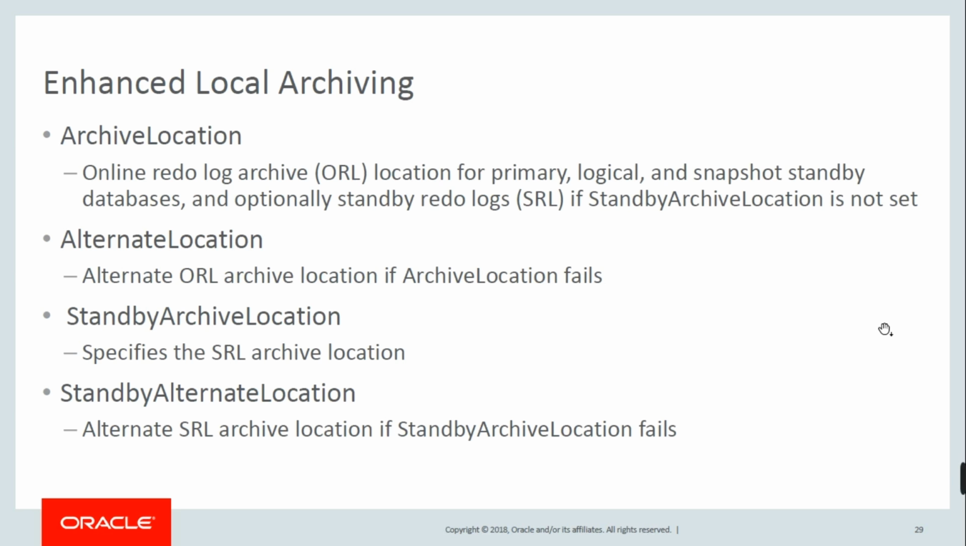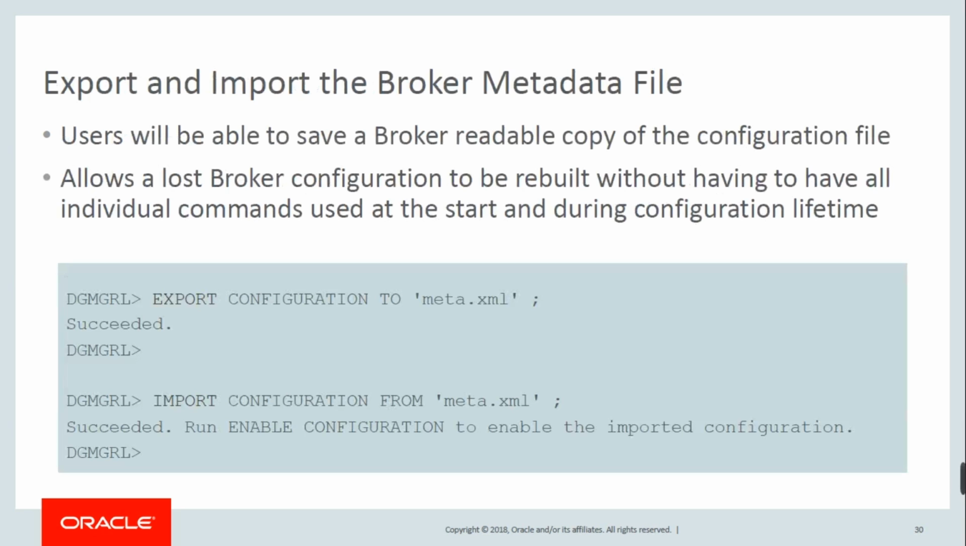So, enhanced local archiving. Archive location: online redo log archive overall location for primary, logical and snapshot standby databases, and optionally the standby redo log if standby archive location is not set. Alternate location: alternate archive location if archive location fails. Standby archive location: specify the SRL archive location. Standby alternate location: alternate SRL archive location if standby archive location fails. So enhanced local archiving, we can enable that way.